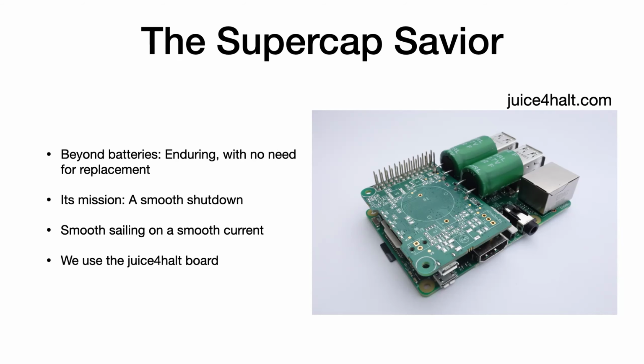What we use is the Juice for Halt board. You have the address there, juiceforhalt.com. It's a great little board. I'm not affiliated with that company at all, but we've been using it for quite a while now, and it just works great. It fits in most casings. It's small, it's nice, and it's a great little board.